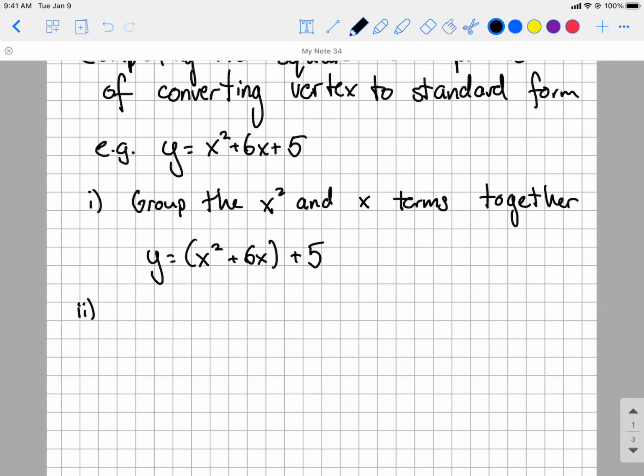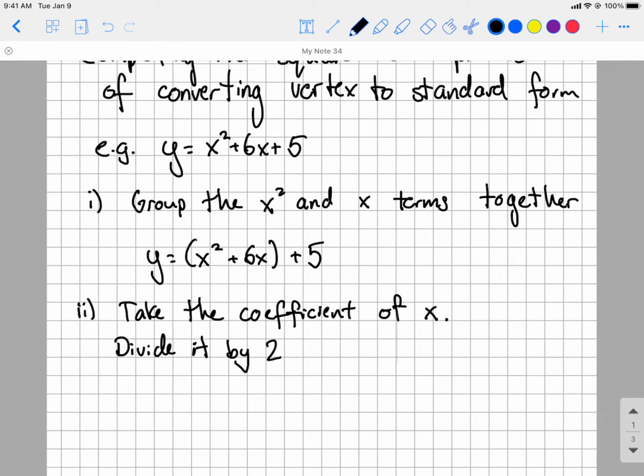Step 2 is actually the hardest step in terms of logic. It's the only one where you kind of just have to make something up as you go. So step 2 is we take the coefficient of the x term, which in this case is 6. Then we're going to divide it by 2. And then we're going to square it.